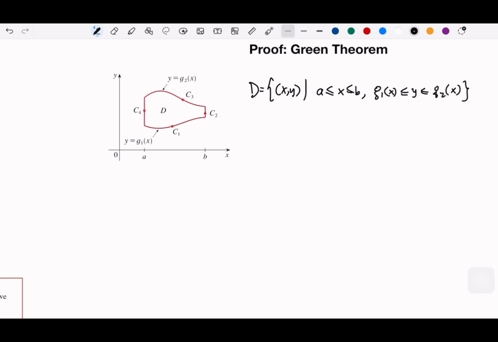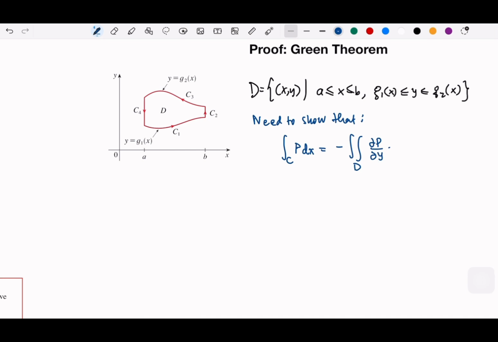Okay, so we define the D, and then we need to show that the line integral of P dx will be equal to the negative double integral of this, and the line integral of Q dy will be the double integral of partial x of Q dA. So this is what we are going to achieve.